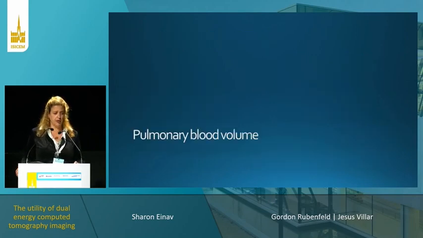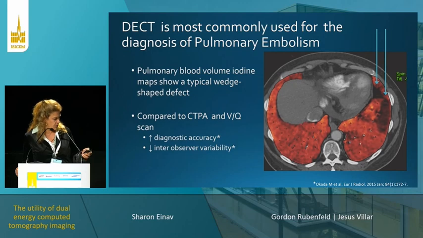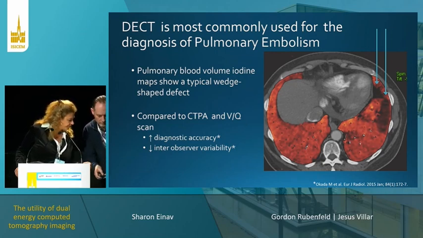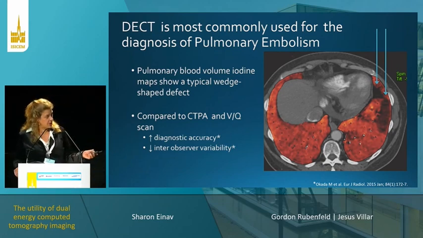So I'll start with pulmonary blood volume. Dual energy CT is most commonly used for the diagnosis of pulmonary embolism, and what you can see here are the typical wedge-shaped findings. Anyway, the material that you can see here, the particular wedge shapes. Which one is it? Great, thank you. So you can see here the typical wedge shape on that side.